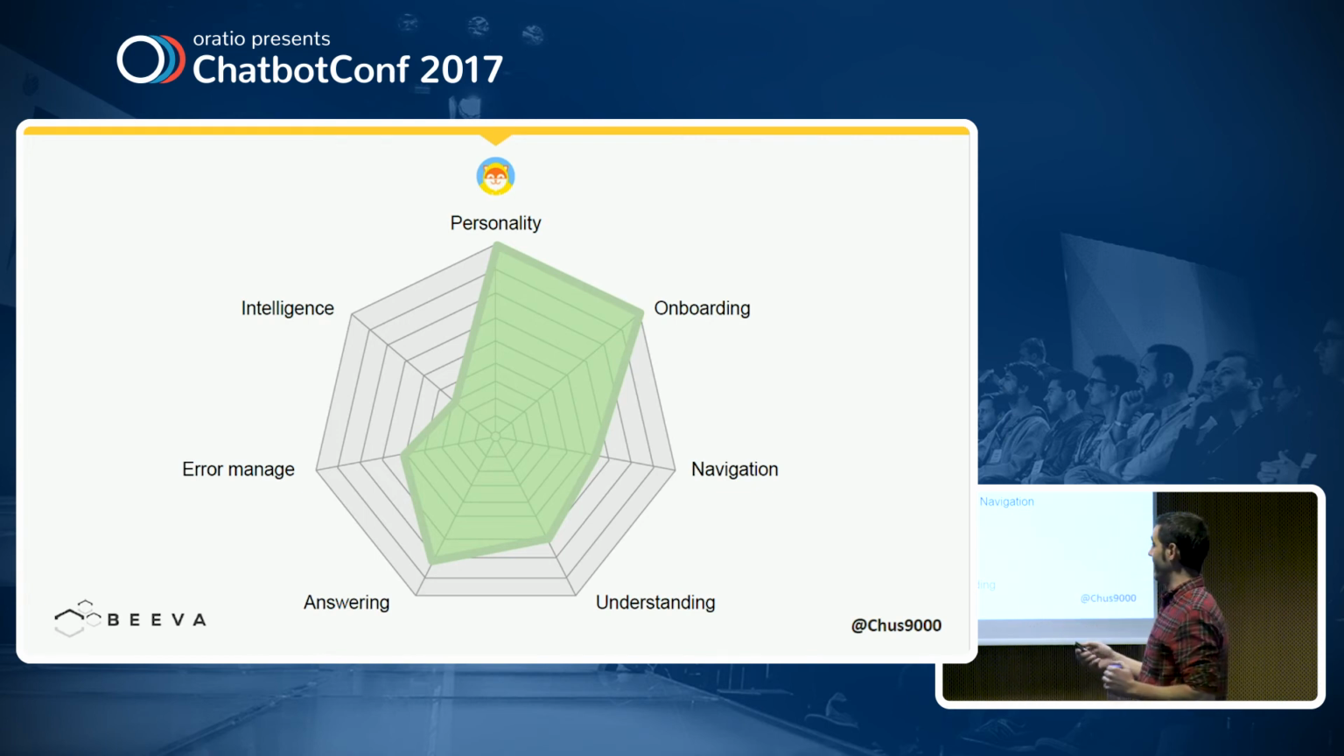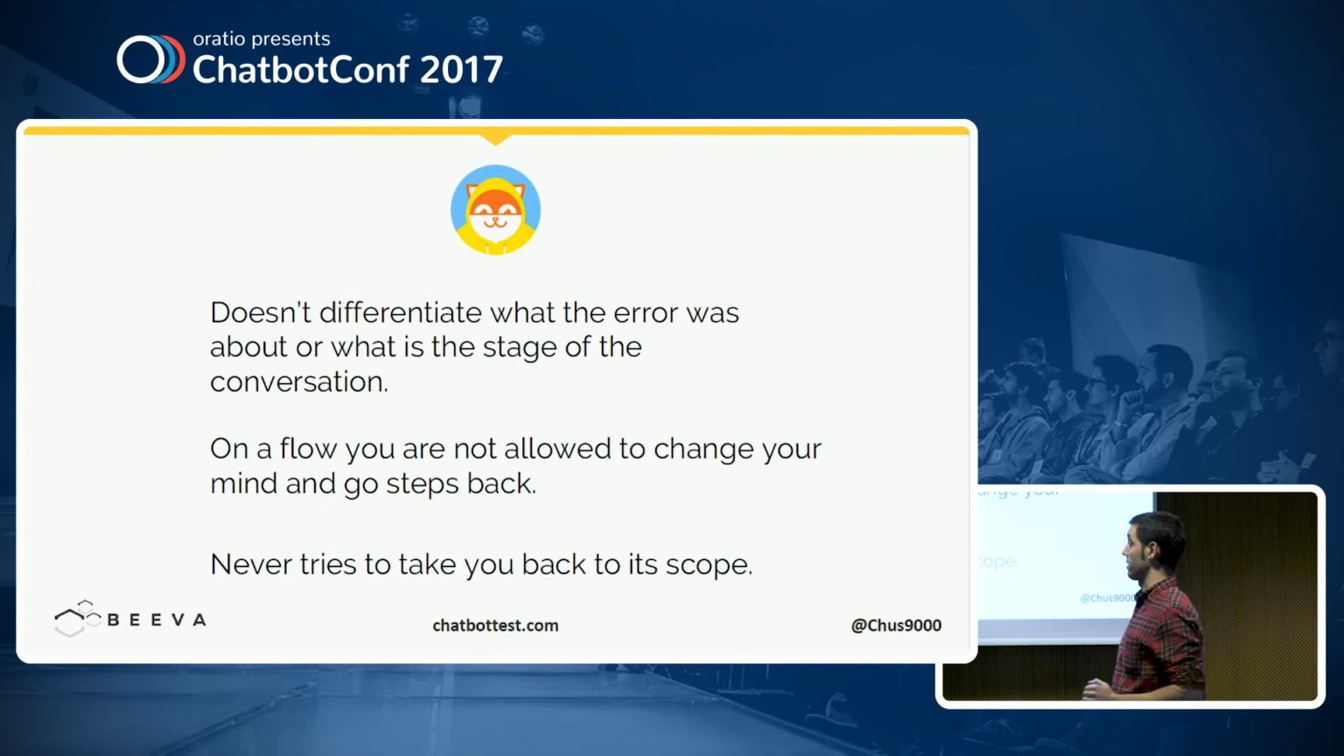Some insights that I got from that were, okay, Poncho is great, but Poncho doesn't differentiate what the error was about or what stage of the conversation you are in. So he just throws you error messages, which are great, but he doesn't know if you are on a stage or on a different level. And on a flow, as in the example we saw before, he doesn't allow you to change your mind and go steps back.